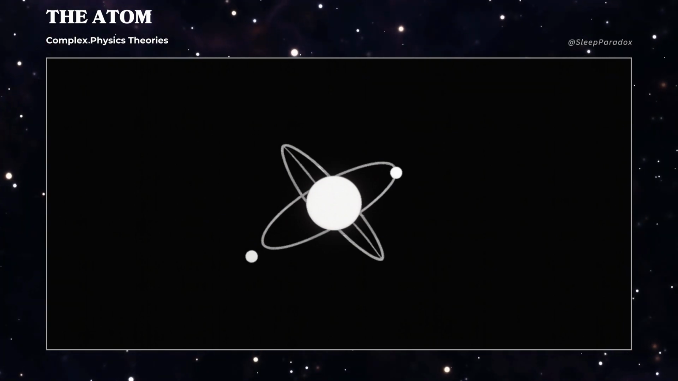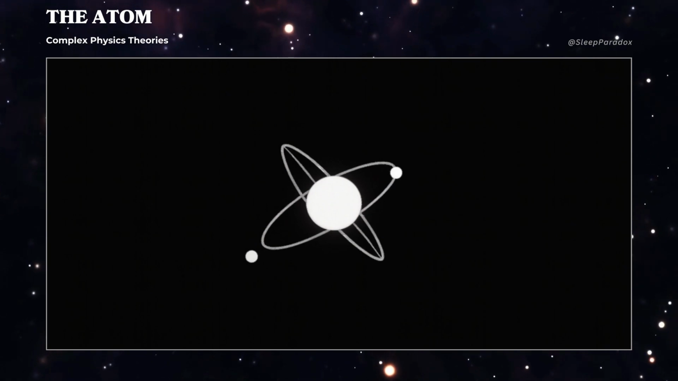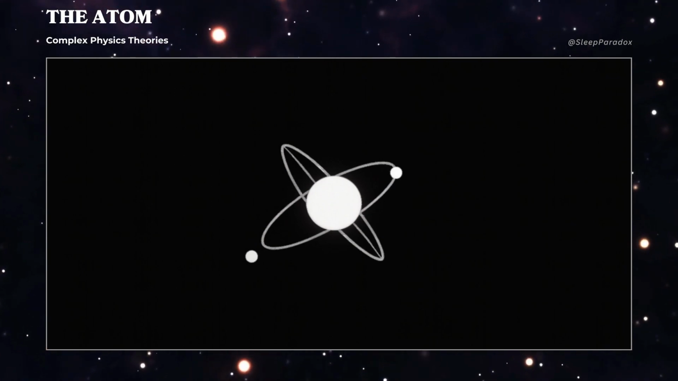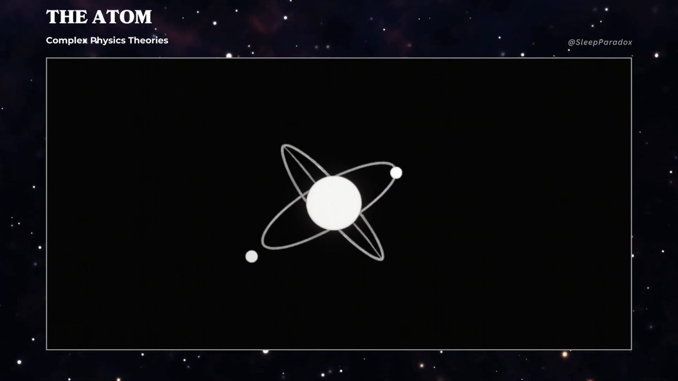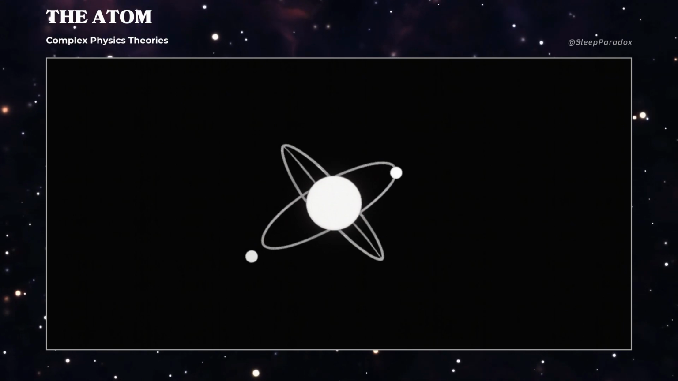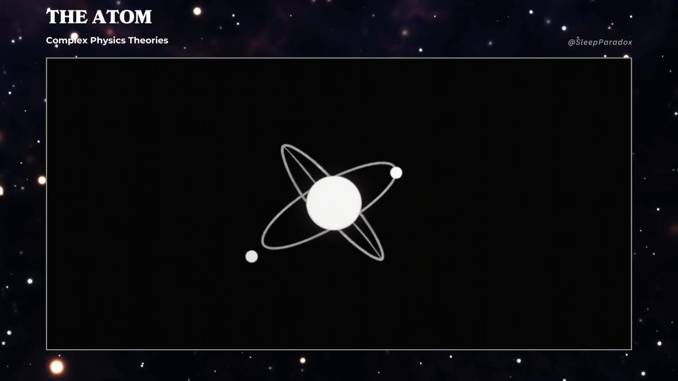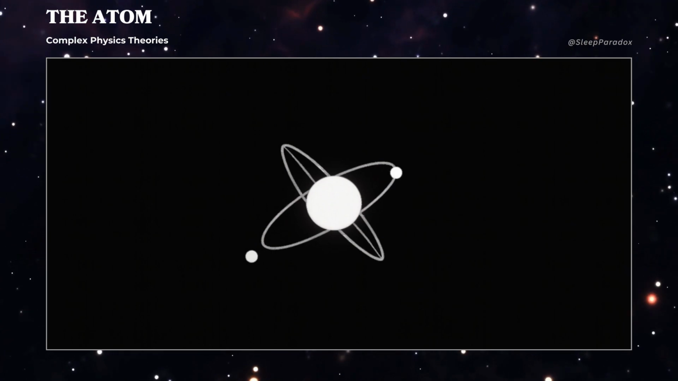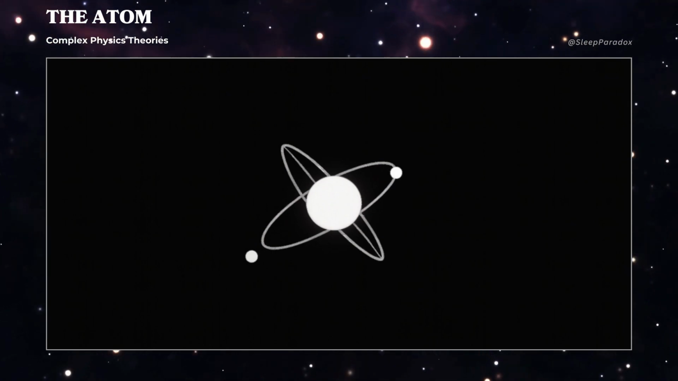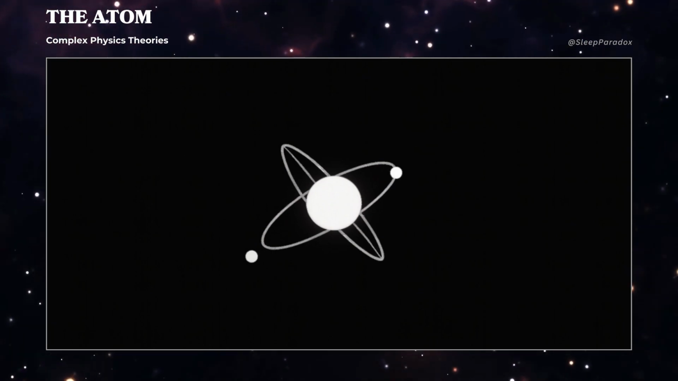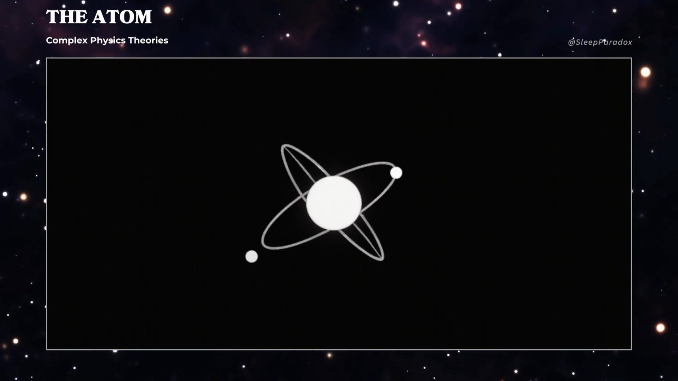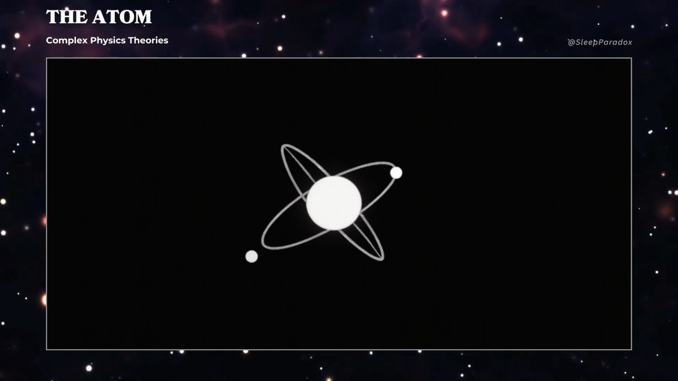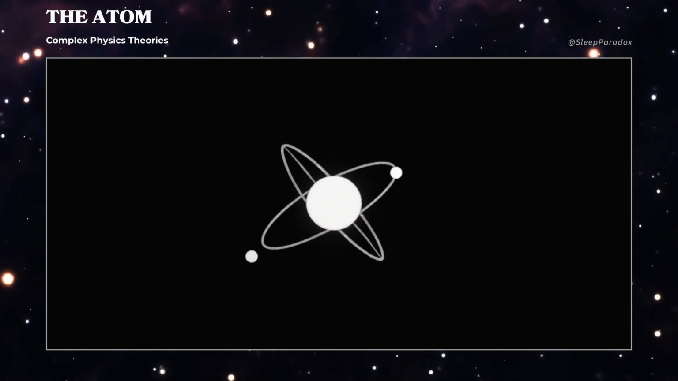The number of protons in an atom is called its atomic number, and it defines what element the atom belongs to. Hydrogen has 1 proton. Helium has 2. Carbon has 6. The number of neutrons can vary, creating isotopes, different versions of the same element. The electrons, meanwhile, orbit the nucleus in specific energy levels, or shells. But electrons don't orbit like planets.